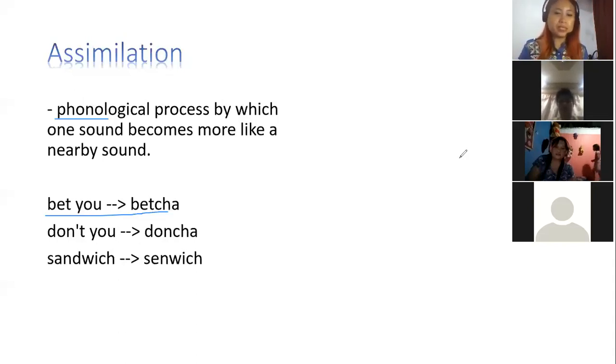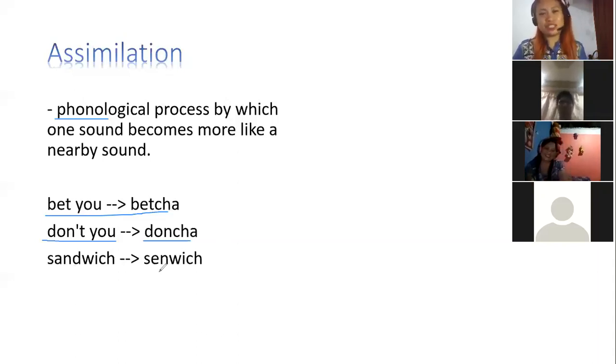Okay, and then for this one, don't you? Well, it's case by case basis. There are still American people who say don't you. Don't you want me? But sometimes, in some contexts, it will be pronounced as doncha. Doncha wish your girlfriend was hot like me. Okay, so last is sandwich. We don't say sandwich, but it's sandwich. Okay, this is what we call assimilation.